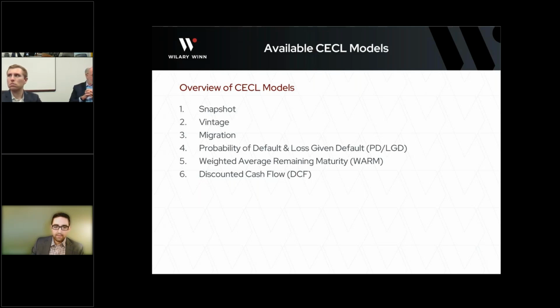We'll focus most of our time on the discounted cash flow model, because that approach, we believe, is the most predictive forward-looking reserve estimate, especially for full institution portfolios or any complex portfolios, or even during times when the economy is a little shaky, which has been the norm lately.